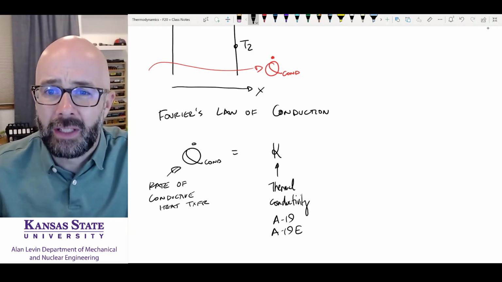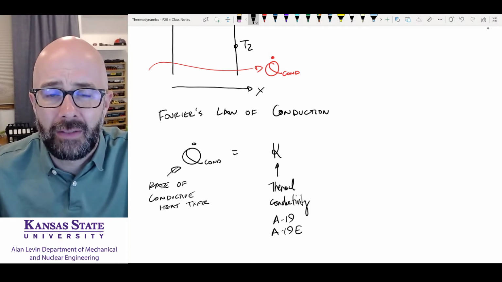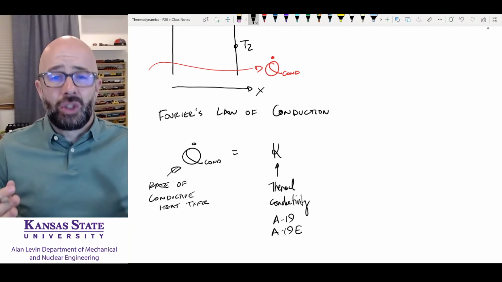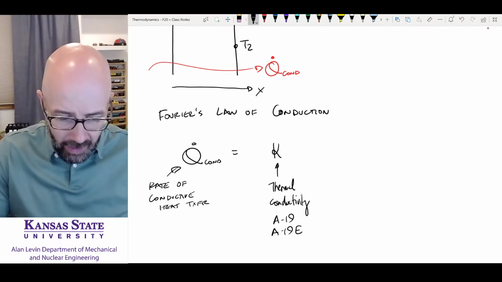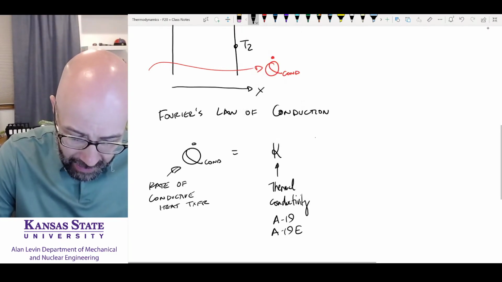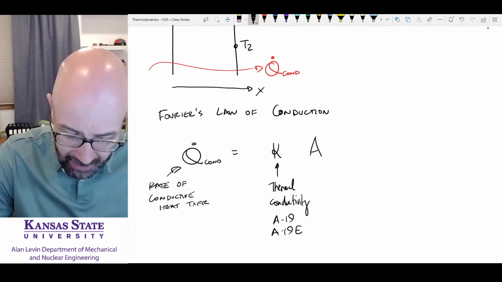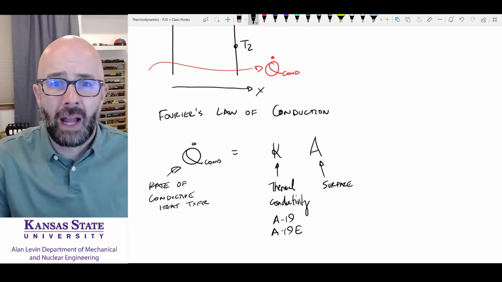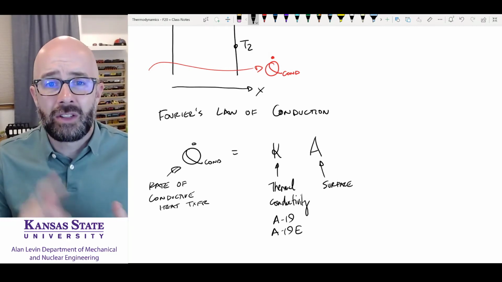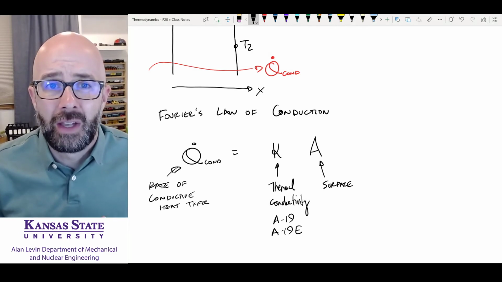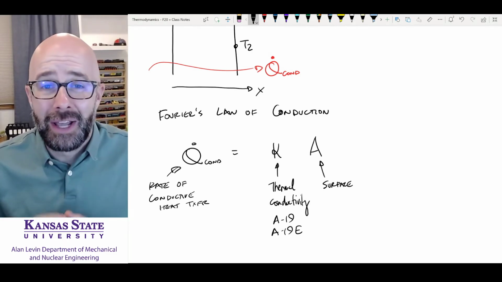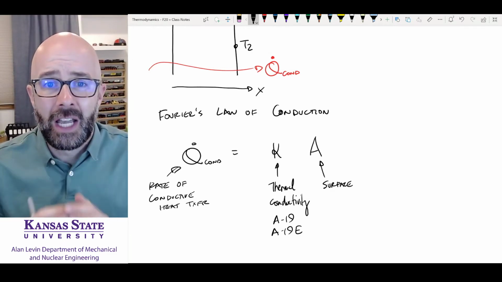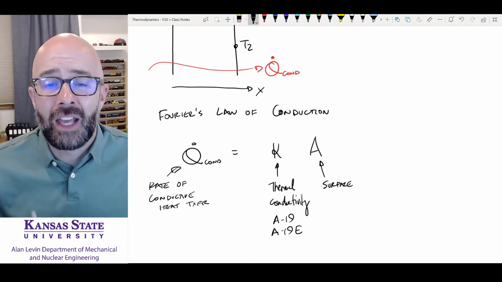Let's talk about what else determines the rate of conductive heat transfer. Well, you are going to have more heat transfer if you have a larger area. So the next thing we're going to talk about here is area A, and this is going to be a surface area. So this is again why you must know, and make a note here, the area of circles, the area of a square, the surface area of a cylinder, the surface area of a sphere. I trust that you know this.